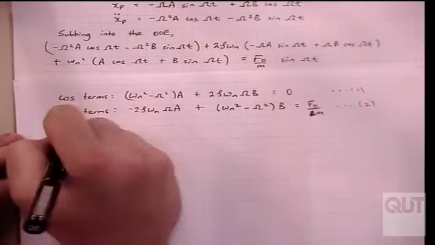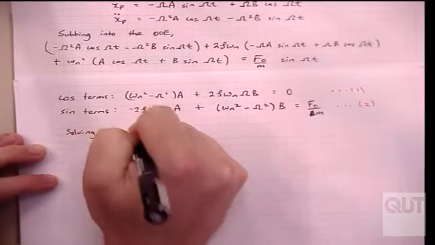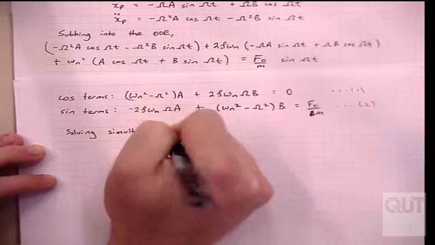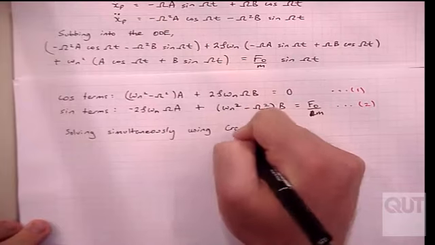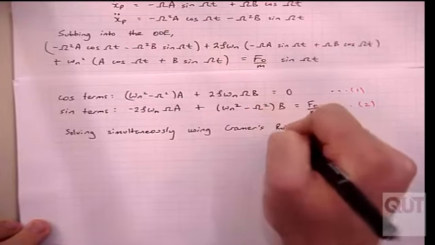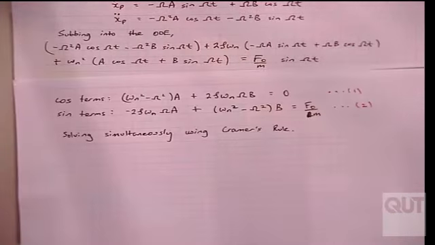At this point, we just want to solve for A and B using some sort of algebra or linear algebra. And for this particular problem, I decided to use Cramer's rule to solve. You can pick whatever method you want. All right, this is a linear system of equations, so you can solve algebraically, you can use row operations, do whatever you want, really.